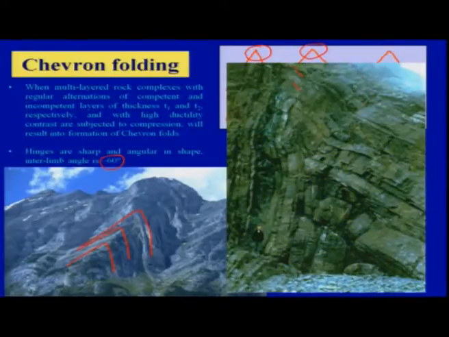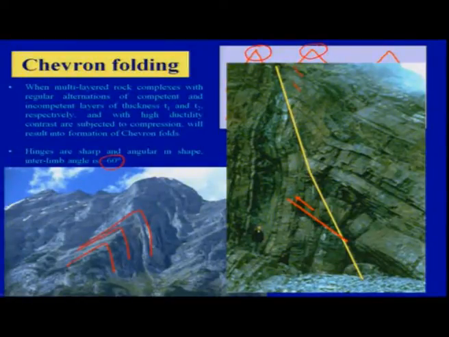There is another example, and here you can see this is slightly bent in the axial plane. Okay, and then there is some slide of displacement over here, what we call a fault. Okay, so this is an example of a chevron fold, and the previous one was drag folding.